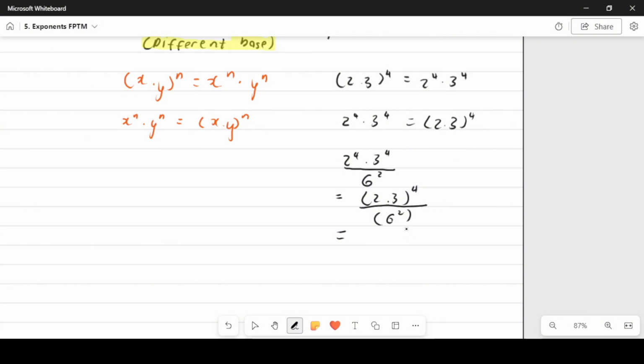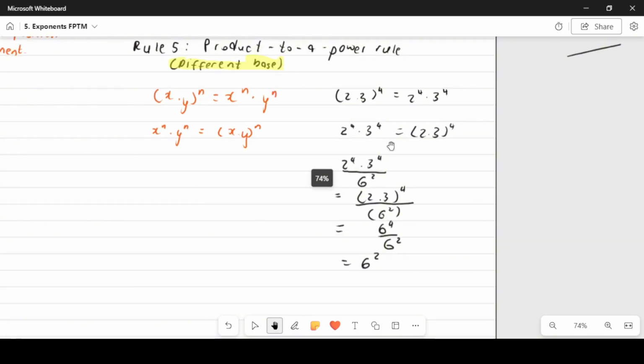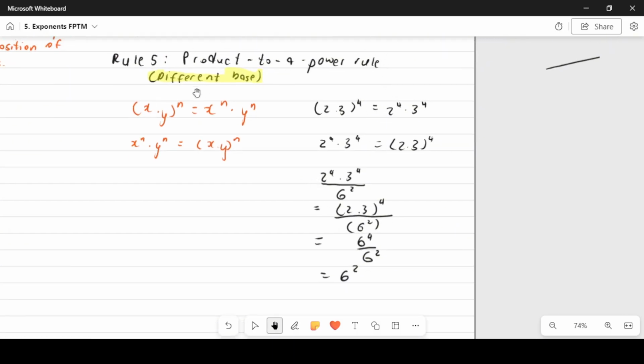I can extract the power. Right, so now I have 6 to the power 4 over 6 squared, so that gives me 6 squared. The second approach to solve this problem is the approach that I will show you at the end of this module. But for now, can you see how we can start thinking creatively and utilize these rules, right?